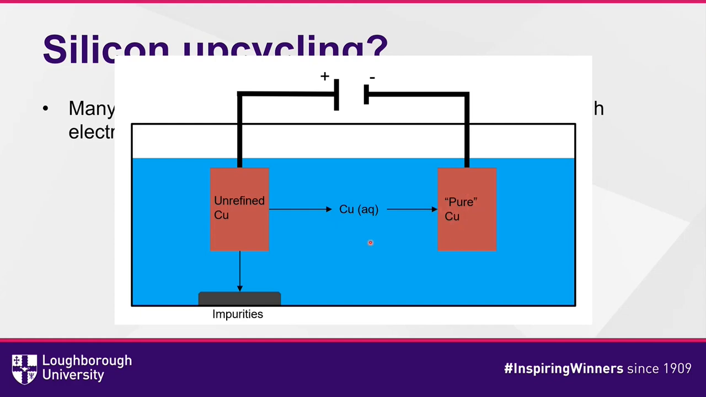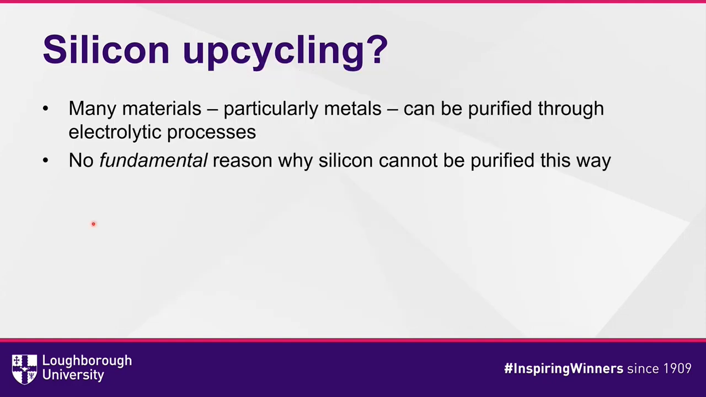Some impurities end up being dissolved into the bath, and a lot more of them end up as a sort of sludge on the bottom of the bath. So it's quite a good way of actually refining your material. But there are problems with that. There's no fundamental reason why you can't purify silicon that way, but you can't necessarily do it in an aqueous electrolyte, so there are problems that way.